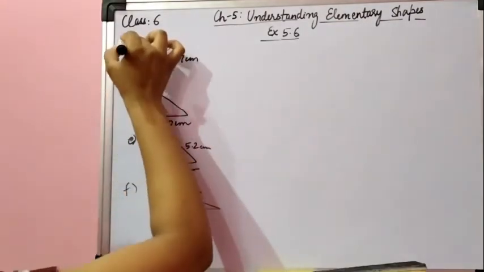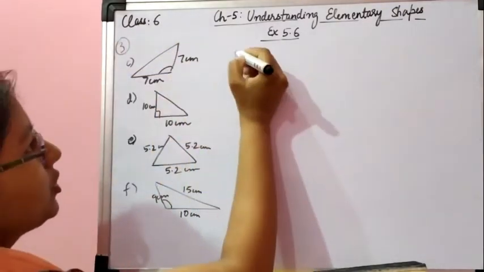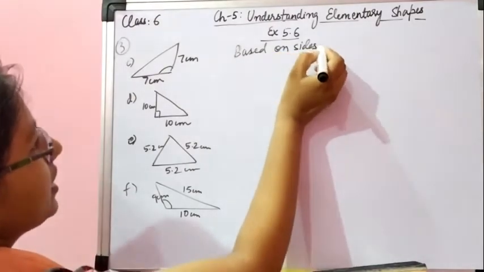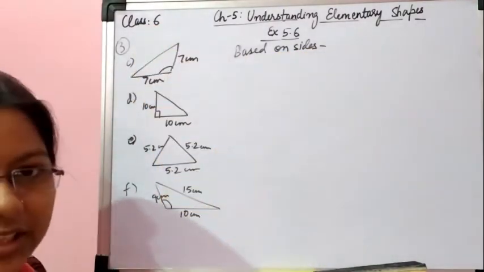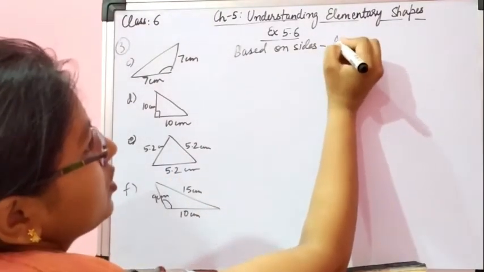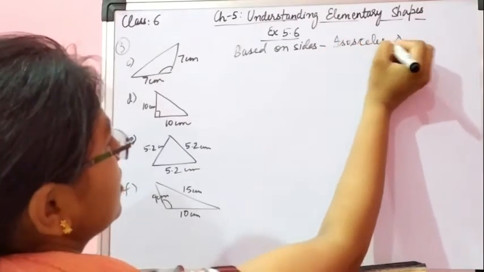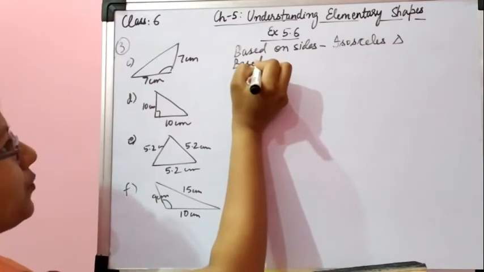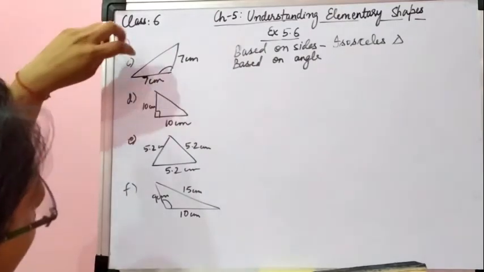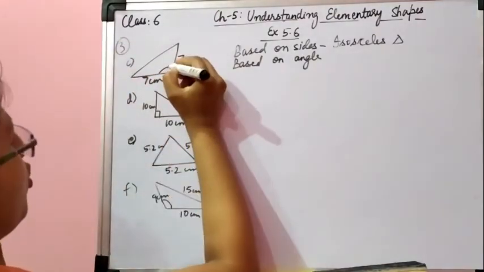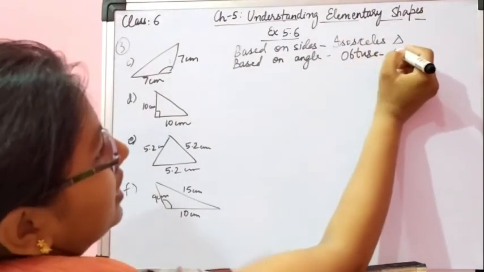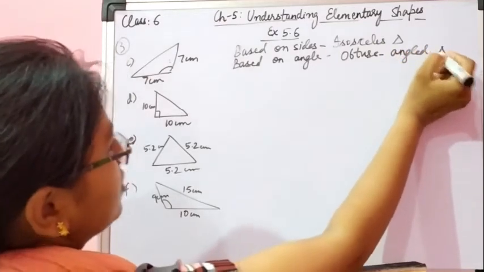Okay, now coming to the C part of question number 3. First of all, based on sides. Based on sides we can see that two sides are given equal, 7 and 7. And definitely the another one is not equal to 7. So if two are equal, then again it's isosceles triangle. And based on angles, by observation we can see that one angle is more than 90 degree. So what is this? This is obtuse angle. So the name should be obtuse angled triangle.